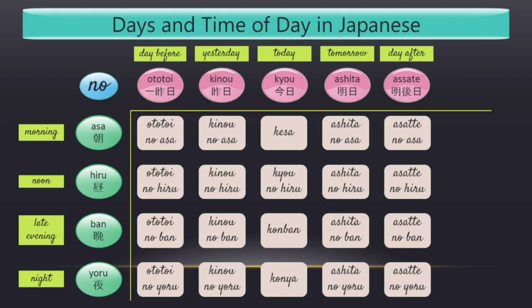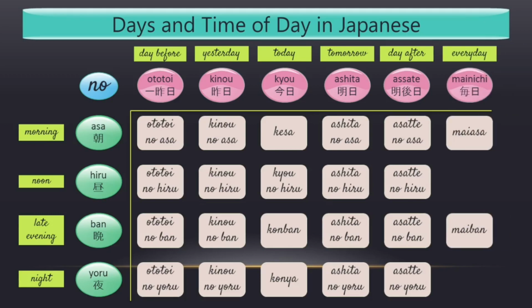But please note that for today, there are some special words which you must remember. For this morning, they use kesa instead of kyo no asa. For this evening, they use konban instead of kyo no ban. And for tonight, they use konya instead of kyo no yoru. Just practice a couple of times and you will get the hang of it.